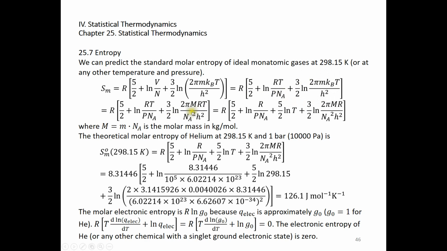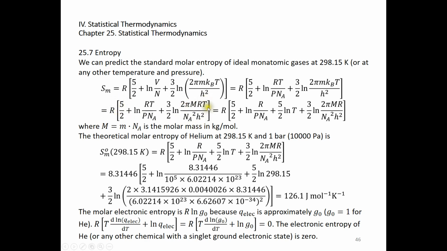We can make it a little easier to calculate numerically because this m is the mass of just one particle, and k_B is a very small number. So I'm going to multiply this m by the Avogadro constant, and multiply this k_B by the Avogadro constant. So this lowercase m becomes uppercase M, the molar mass, and this k_B becomes R. And don't forget to divide by the Avogadro constant twice on the bottom. Now we have this equation.